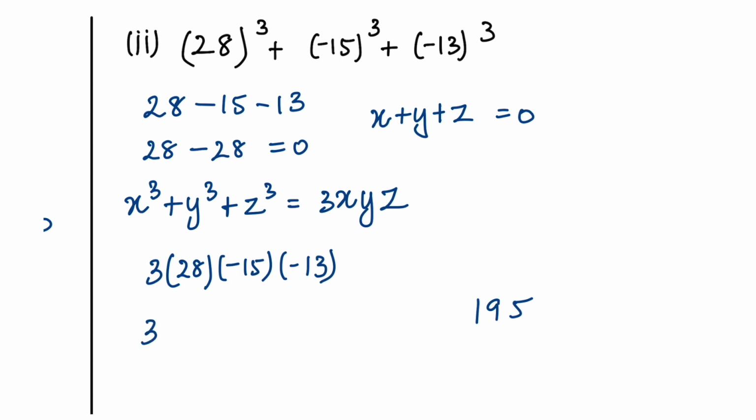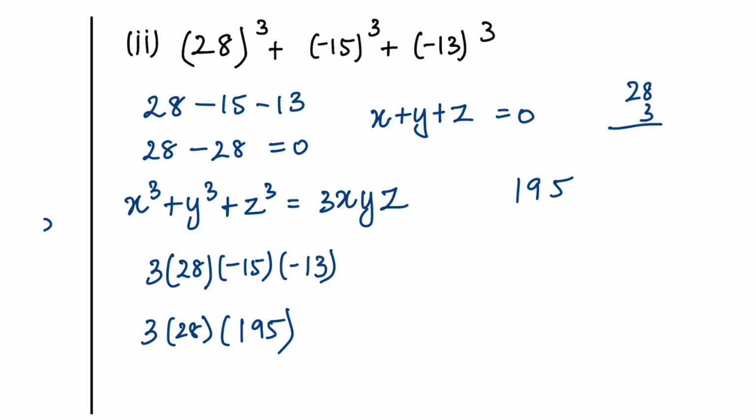Okay, so we have 3 into 28 into negative and negative. When we multiply two negative numbers, it becomes a positive number, right? So it just becomes positive 195. Now we have to multiply these remaining numbers. So what are the numbers that we have here? Let us first multiply 28 times 3.